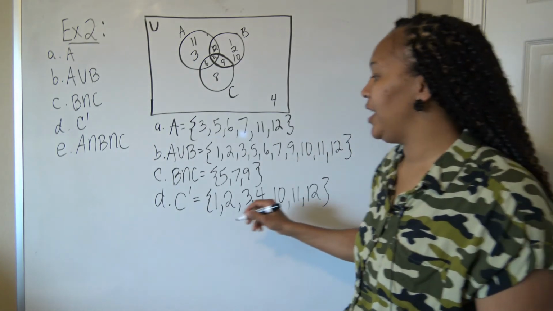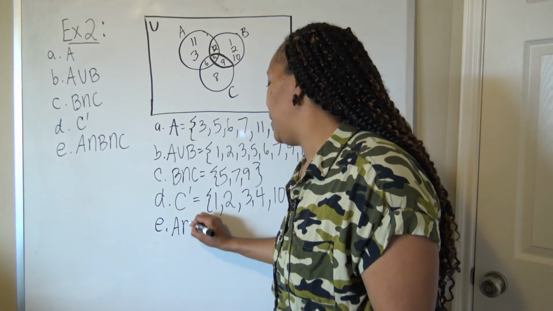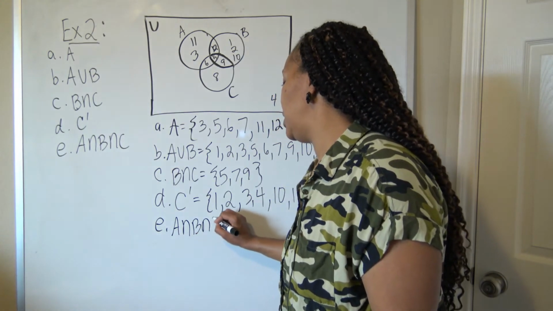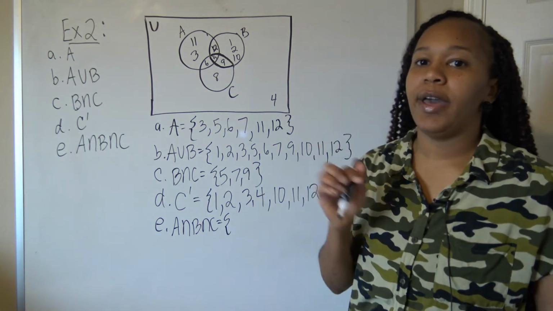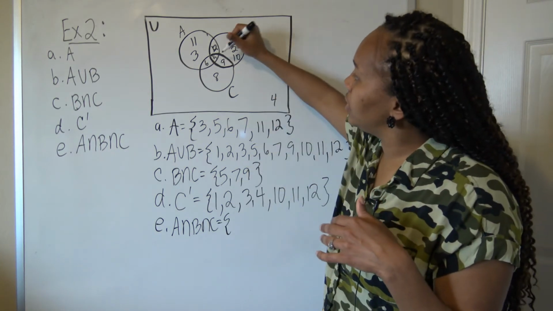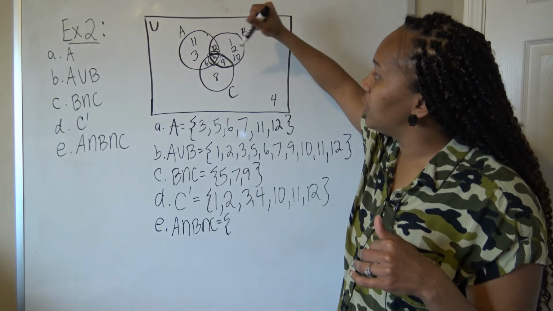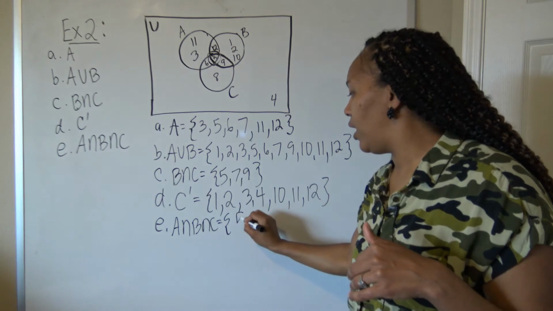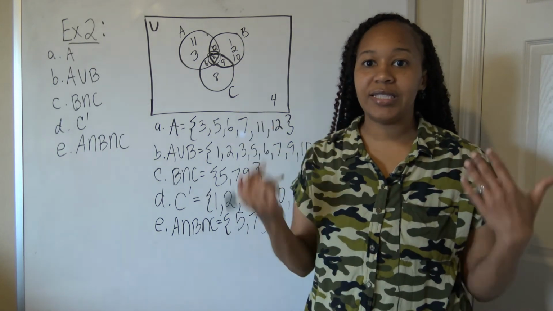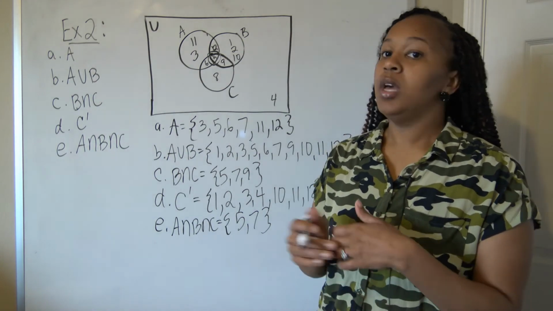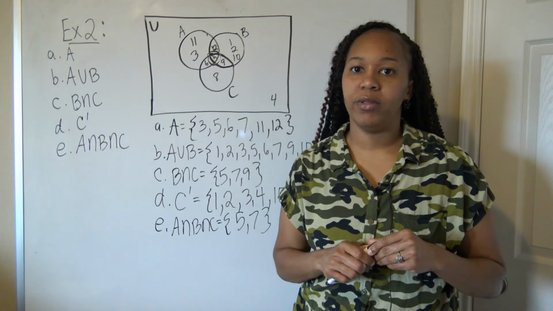So that's part D. And then part E is the intersection of A, B, and C. And that is what A, B, and C share. And so that's going to be this middle region right here. That's where all three of those sets intersect. And that's the set with 5 and 7 in it. And so that's the intersection of A, B, and C. So that's set operations with 3 sets, but this time we're using the Venn diagram to perform the operations.